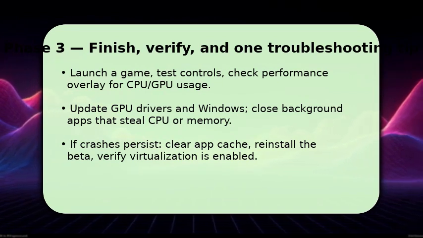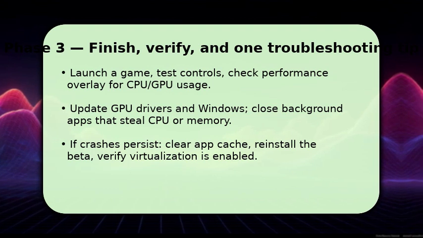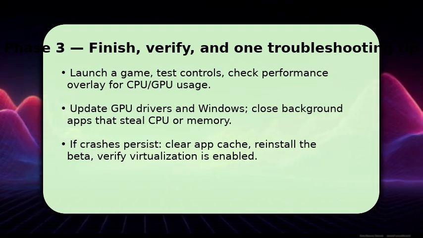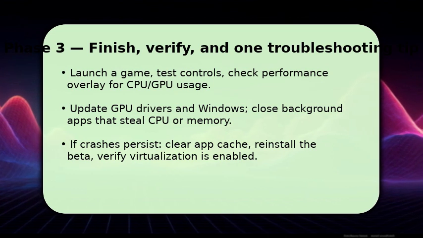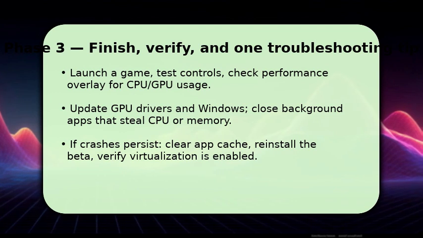Start a game, test controls and save syncing, and watch the performance overlay to confirm CPU and GPU usage are within limits. Make sure GPU drivers and Windows updates are current, and close background apps that consume CPU or memory.